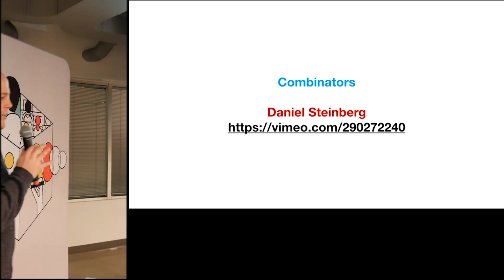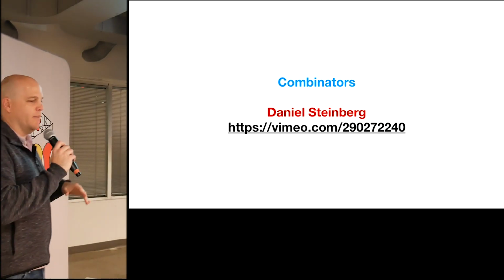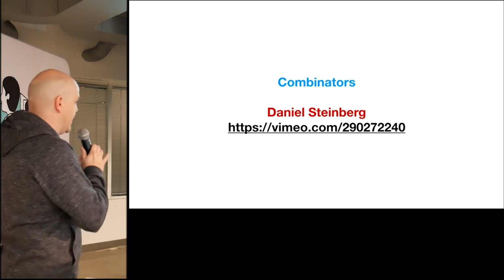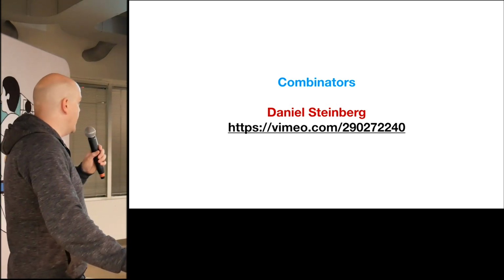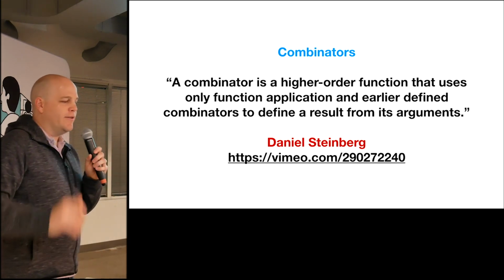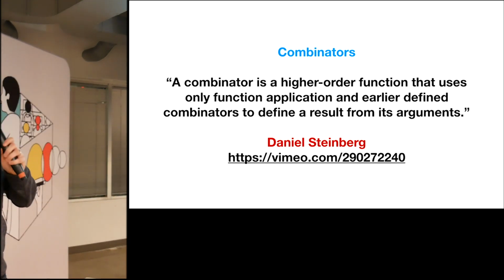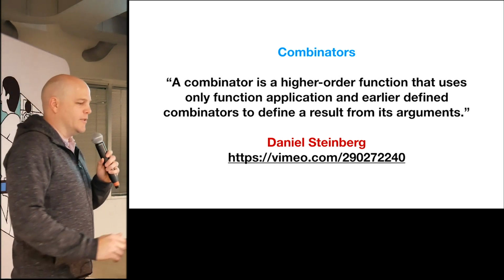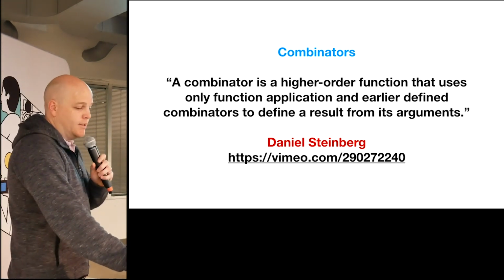Before we look at the implementation for this, I want to say that this idea comes from Daniel Steinberg's amazing talk on combinators. I encourage you all to watch this. It's really, really good. So he says, a combinator is a higher order function that uses only function application and earlier defined combinators to define a result from its arguments. And what the hell does that mean in our context?